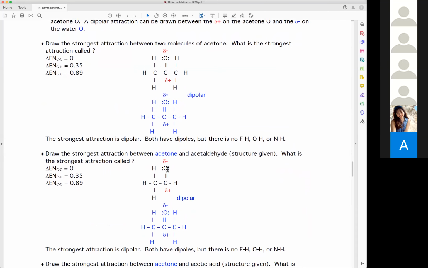What about two molecules of acetone? Does acetone dissolve in acetone? Well, obviously. So here's the dipole in one, here's the dipole in the other. So what are the attractive forces between two molecules of acetone? Well, London's, because that's between anything, and a dipole to dipole, but it doesn't meet the criteria for a hydrogen bond. The answer is no.